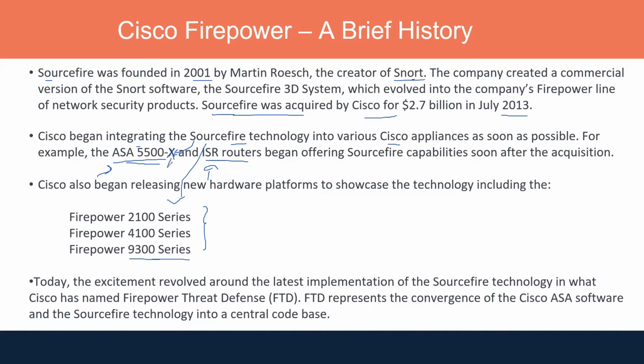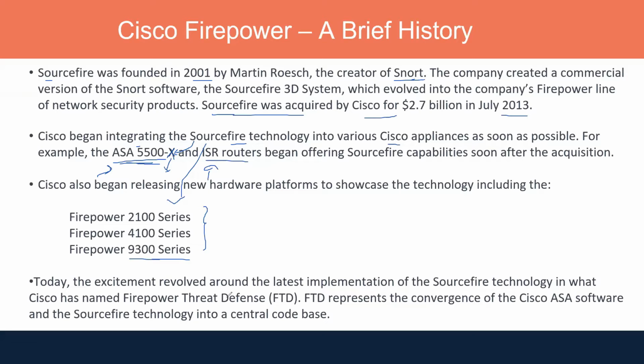So what does X stand for here? X means Firepower. So the X series of appliances support the integration of Firepower. If you have an existing device that supports Firepower, you can integrate Firepower on it. And if you want to purchase a new device for the Firepower system, you can purchase a new device as well.